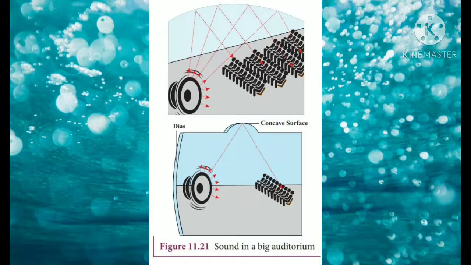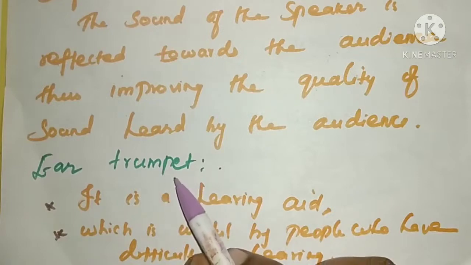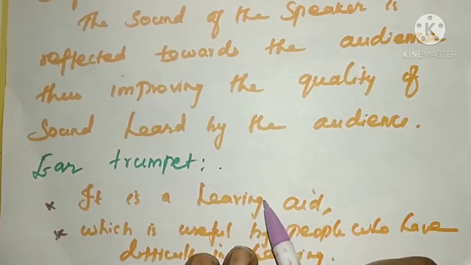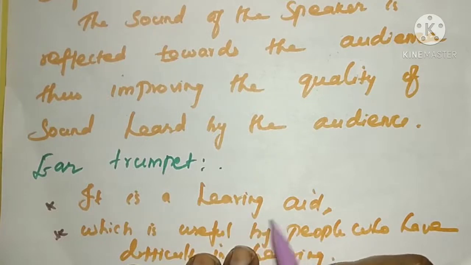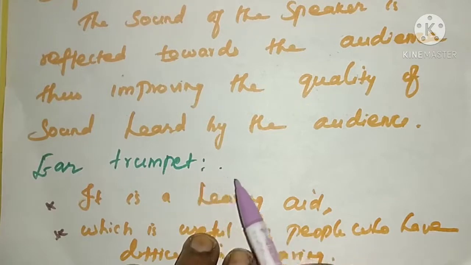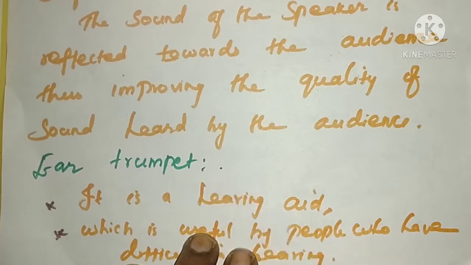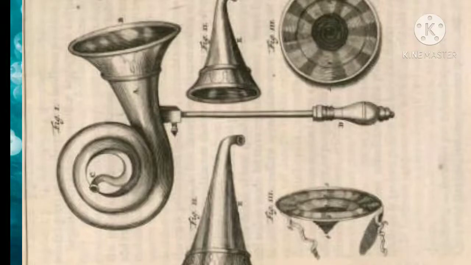by the audience. The next application is the ear trumpet. This is one type of hearing aid. People who have difficulty in hearing use this ear trumpet. You all know how it looks: one end is narrow and the other end is wider. Here you can see images of the ear trumpet. It was used in the 18th century. In olden days people used this type of ear trumpet.